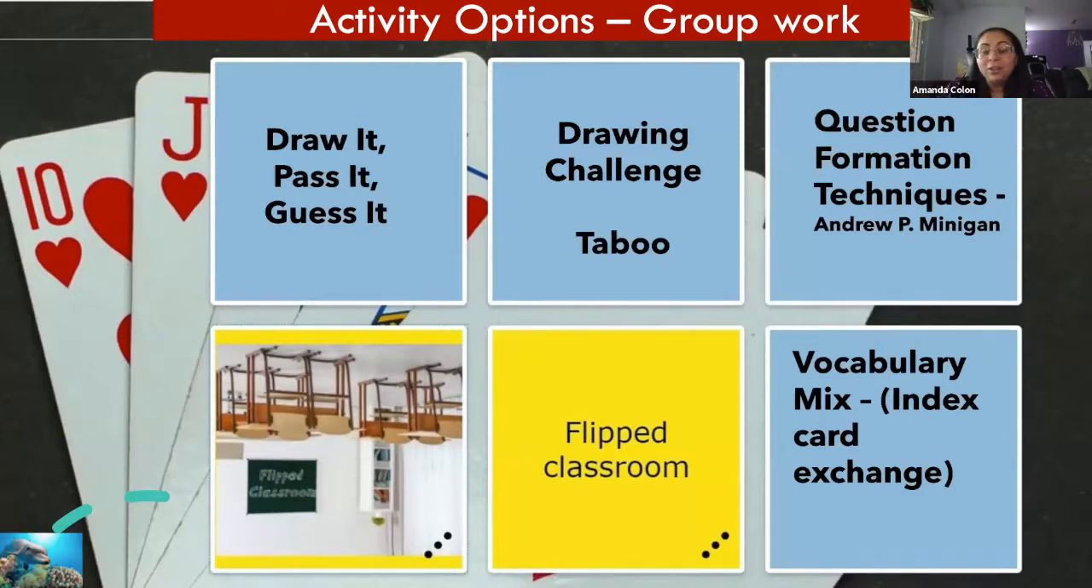So one of the options is you can do a draw it, pass it, guess it game, where you separate the students into groups of maybe around 3 or 4, and then one person will start the drawing, and they'll have only a certain amount of time. Let's say 10, 15 seconds of a particular term or disease process, whatever we're trying to get the person to guess. Then in that 10 or 15 seconds, they have to pass it to their fellow classmate, who then has to try to finish it off from what we've already started with the previous group member.